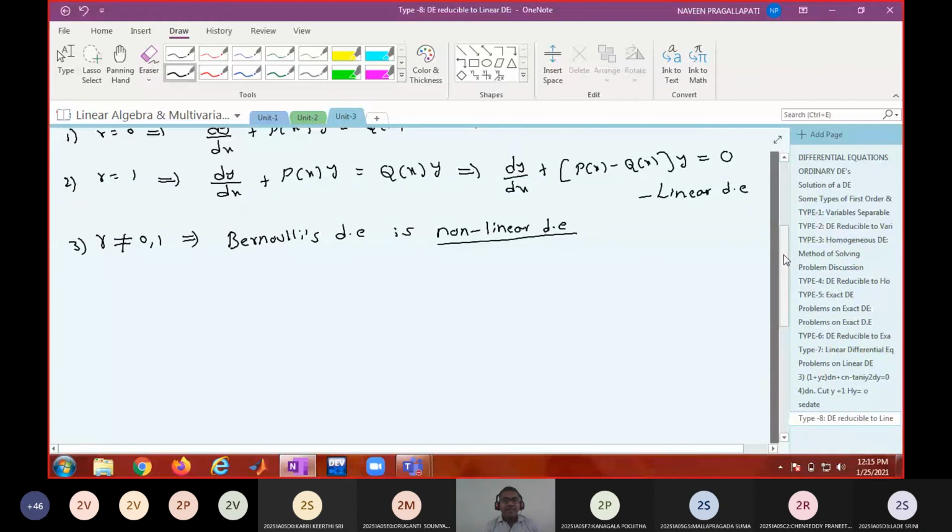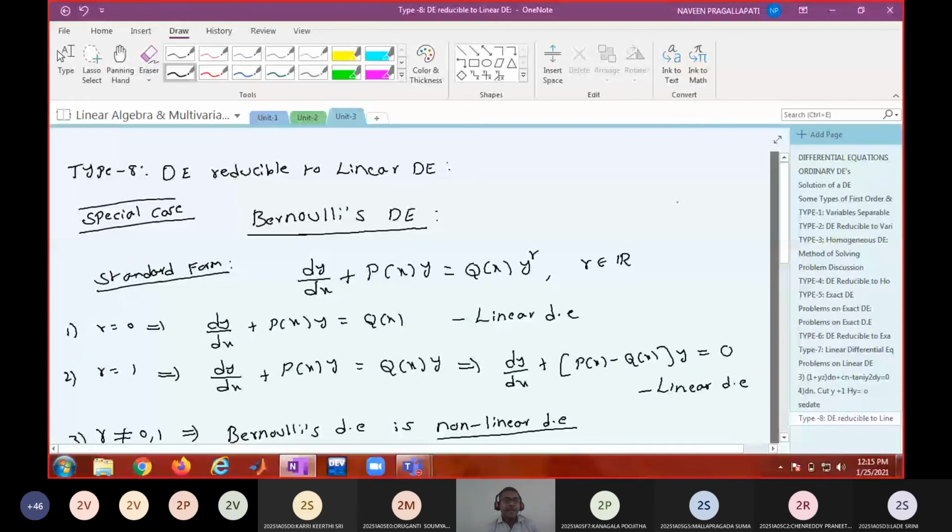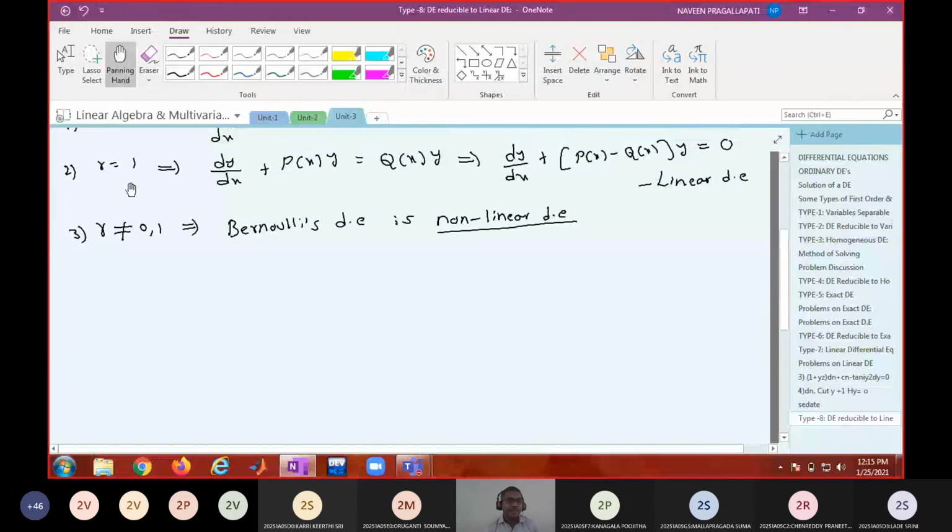Now, if it is a non-linear differential equation, how to convert it into a linear differential equation? Our type is DE reducible to linear DE. Reducible means we have to take some transformation. So under this case, consider the Bernoulli DE: dy by dx plus p of x into y equal to q of x into y power r.